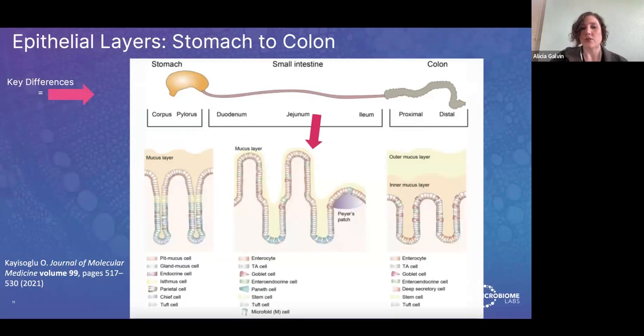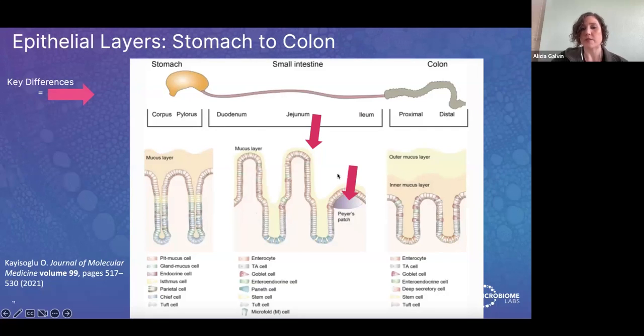So you'll see here that there's a few differences. One, the small intestine, because of its main role in absorbing nutrients, has these villi. So you're going to see these higher finger-like projections in the small intestine, versus in the colon, we have more of the crypts. We're not going to see those big finger-like projections in the colon.